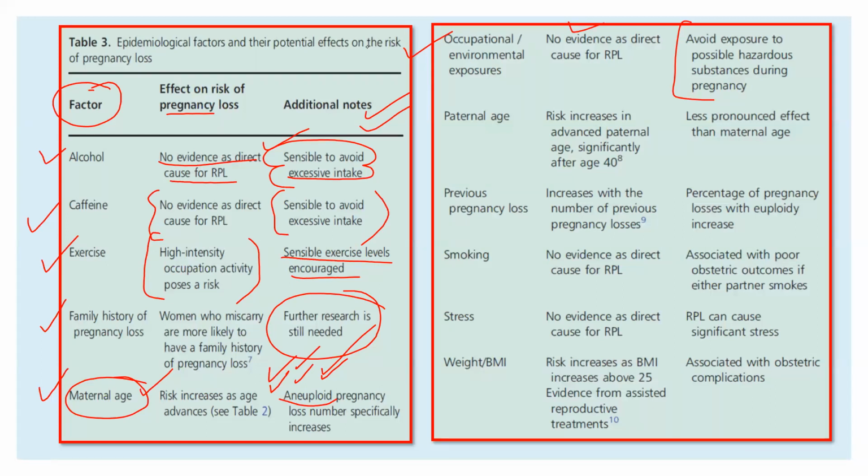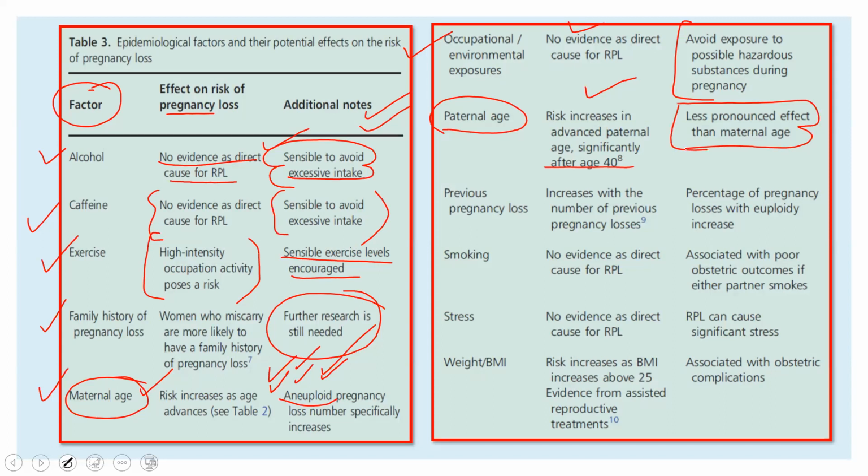So paternal age, what do you think is going to be the reason for the age of the father? Is it going to affect any loss? Yes, it is. It is a kind of misconception in our society that the male is not going to cause any kind of problem in terms of congenital malformations or something. But paternal age is going to increase the risk significantly after the age of 40. Yes, it has a less pronounced effect than maternal age.